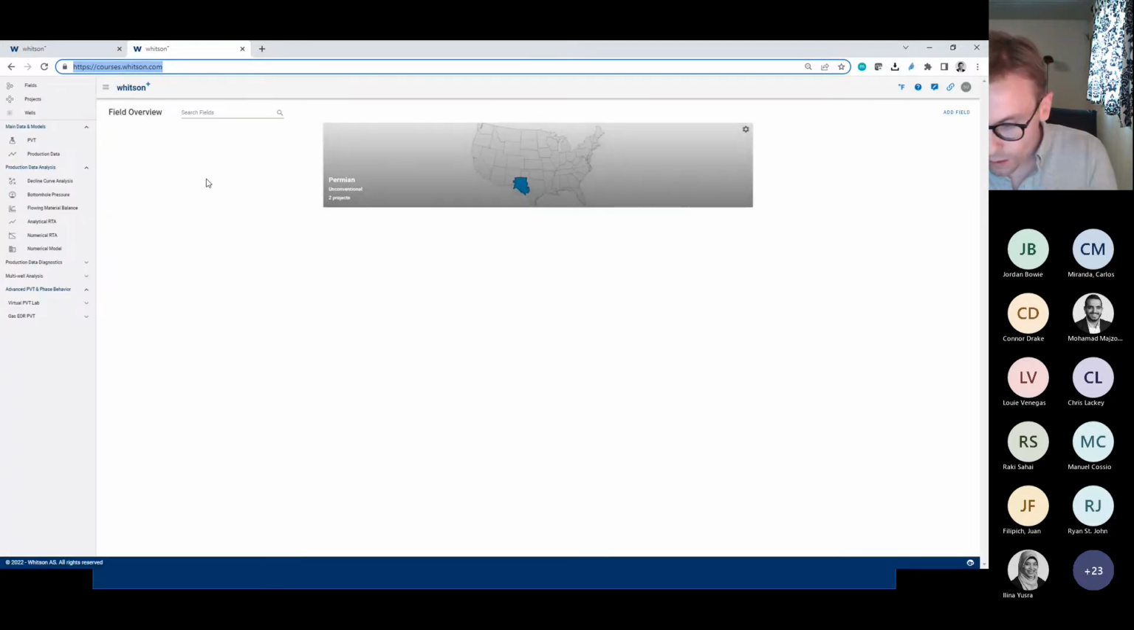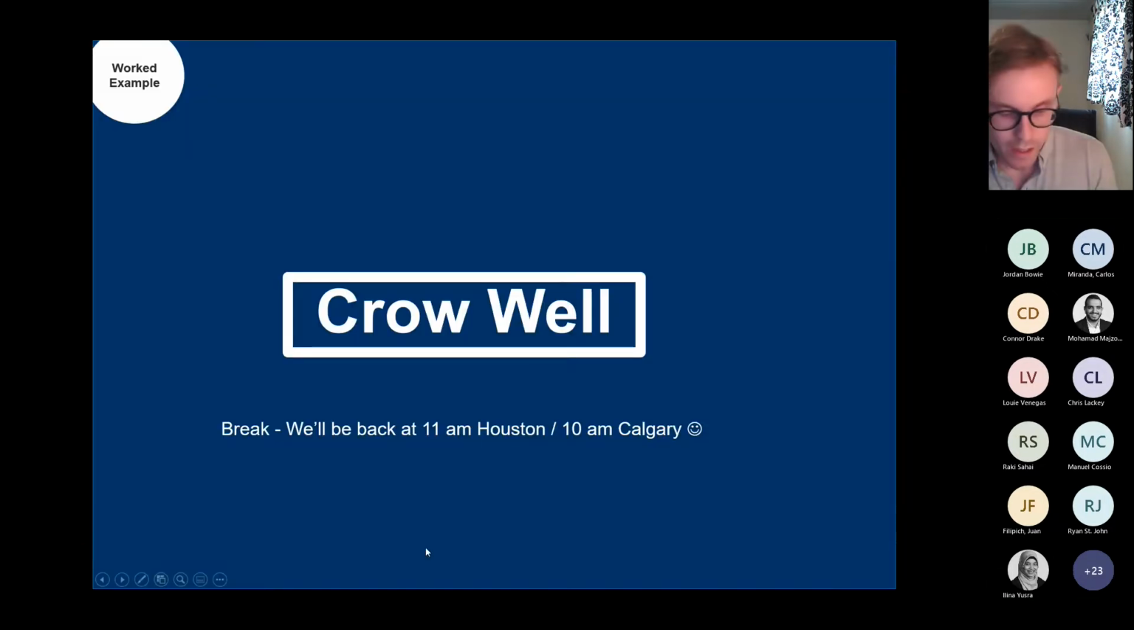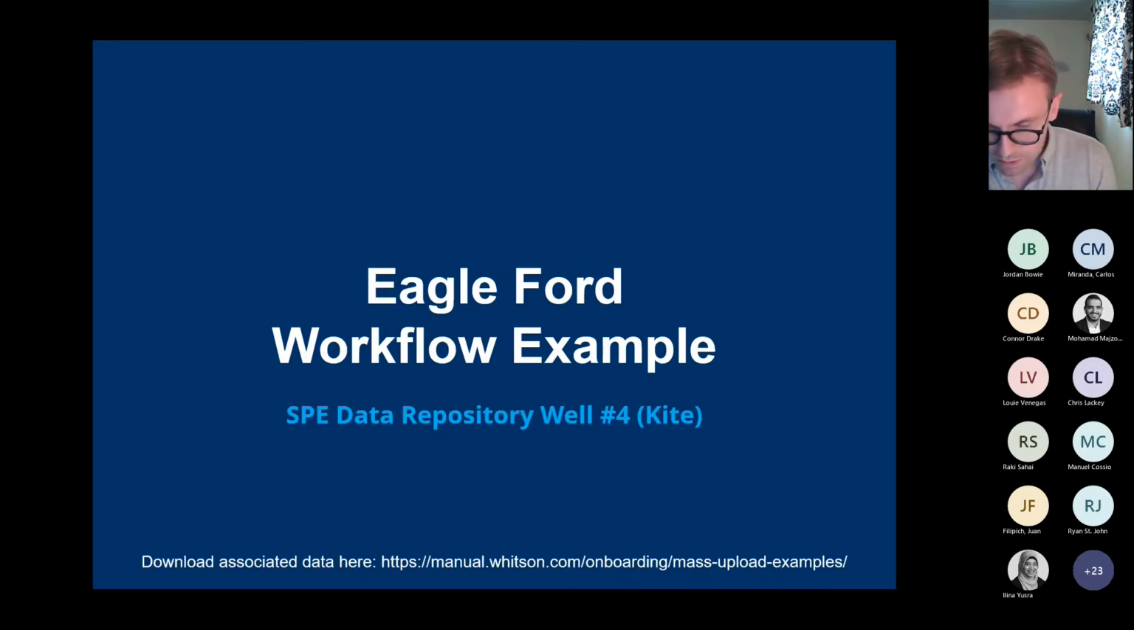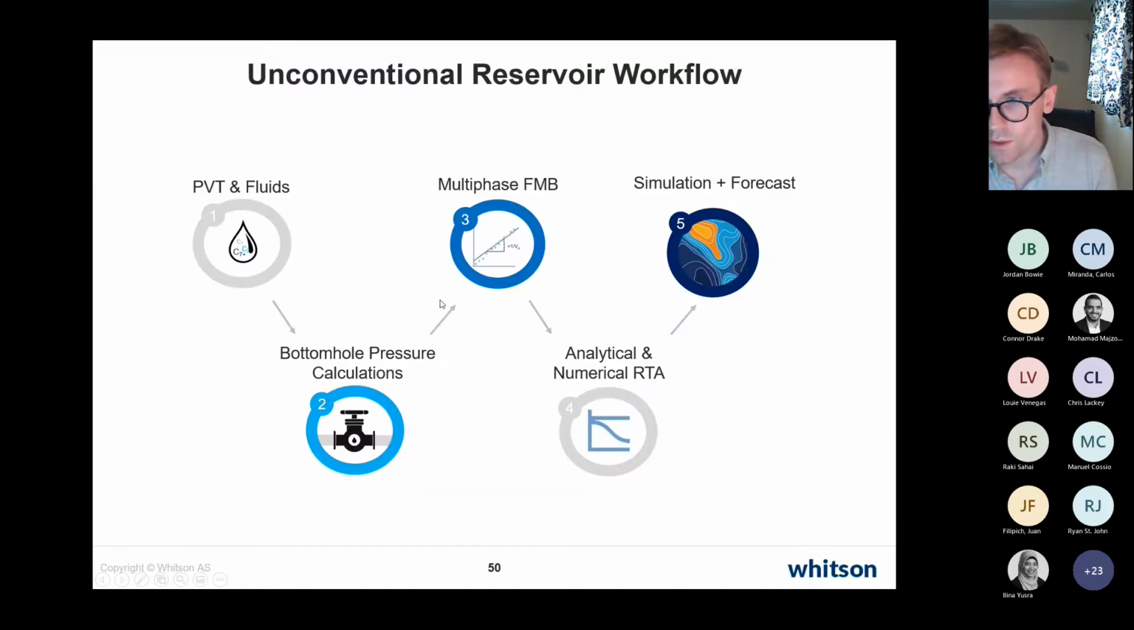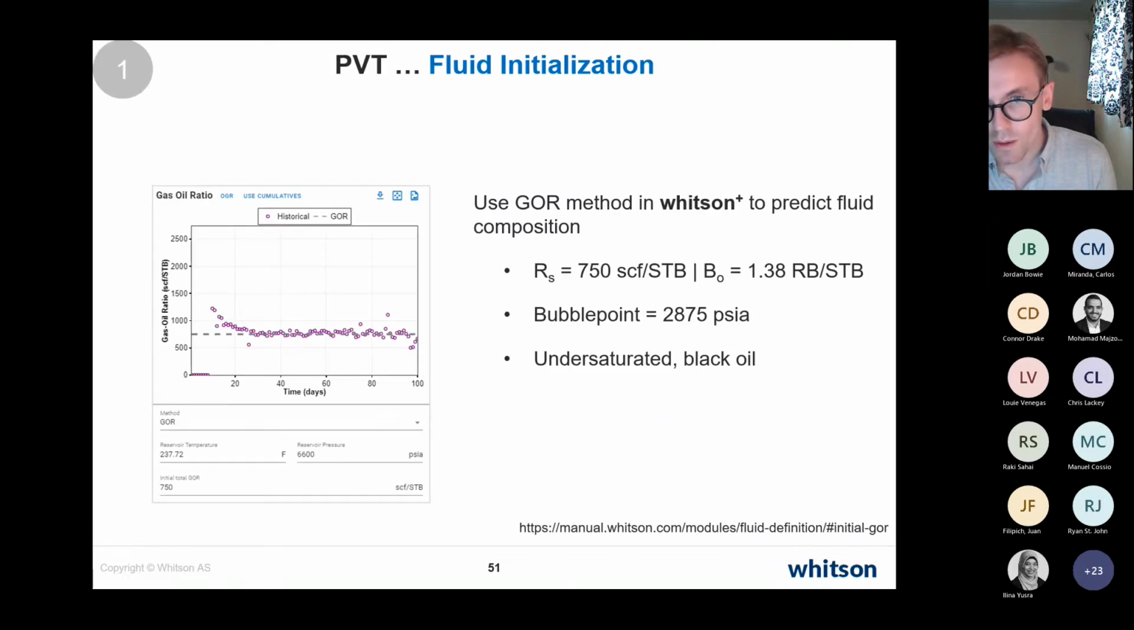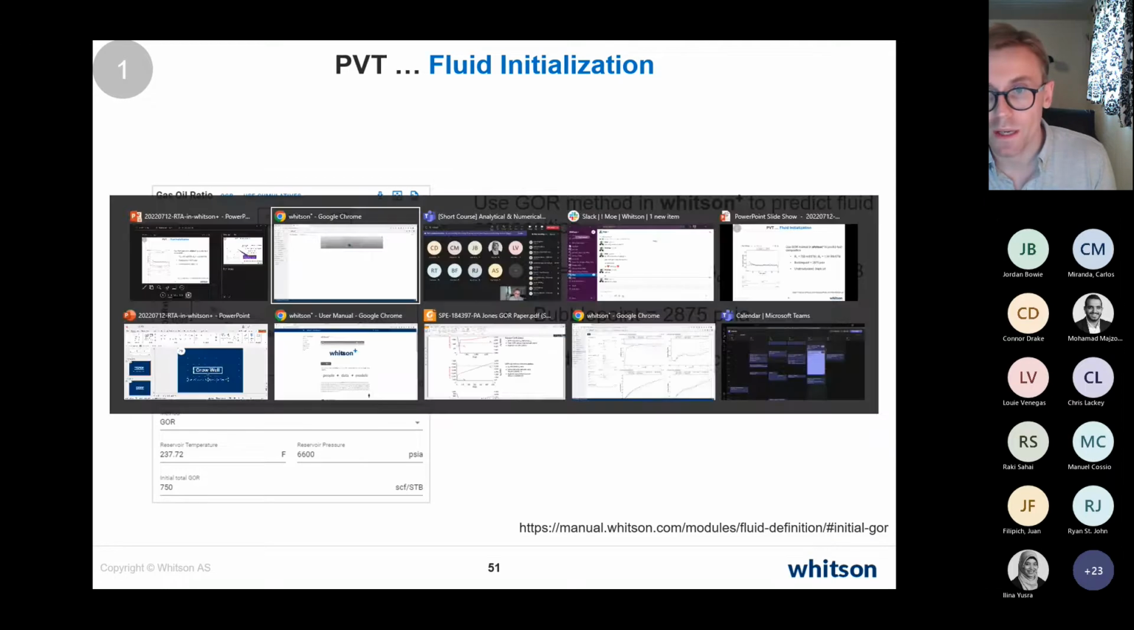So what we'll go ahead and do now is go to this Kite well, which is the first well, I believe, in your acreage, or in your project, where I think things crashed earlier. So let's just cross our fingers now. I think things should be good. So we'll start with this workflow, step 1, 2, 3, 4, and 5, and we'll do step number 1, which is the GOR piece.